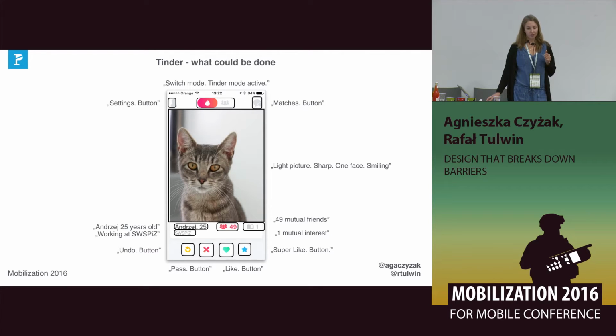Also, when you go to your iPhone gallery or pictures, you can see that the algorithm is somehow reading that the picture is light or dark or sharp or blurred. And maybe Tinder could do something with it. So, for example, Andrzej could be a light picture, sharp, one face, smiling, or something like that. And they could do a lot more about it if they want to.